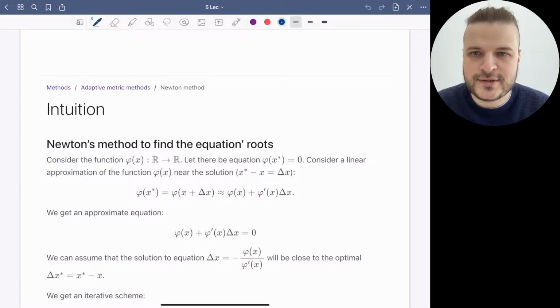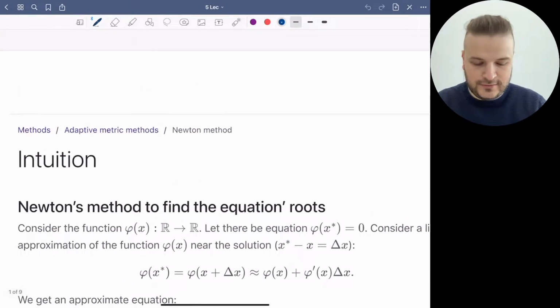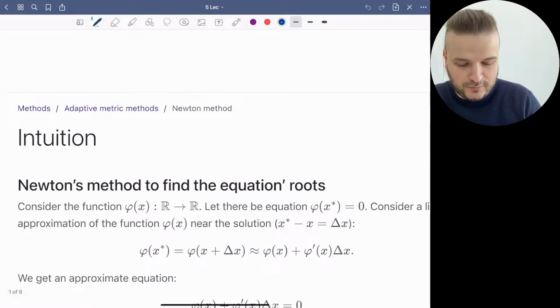Hello, my dear students. Today we're going to talk about second order optimization, and the classic example is the Newton method. And firstly, we'll start with the problem formulation.